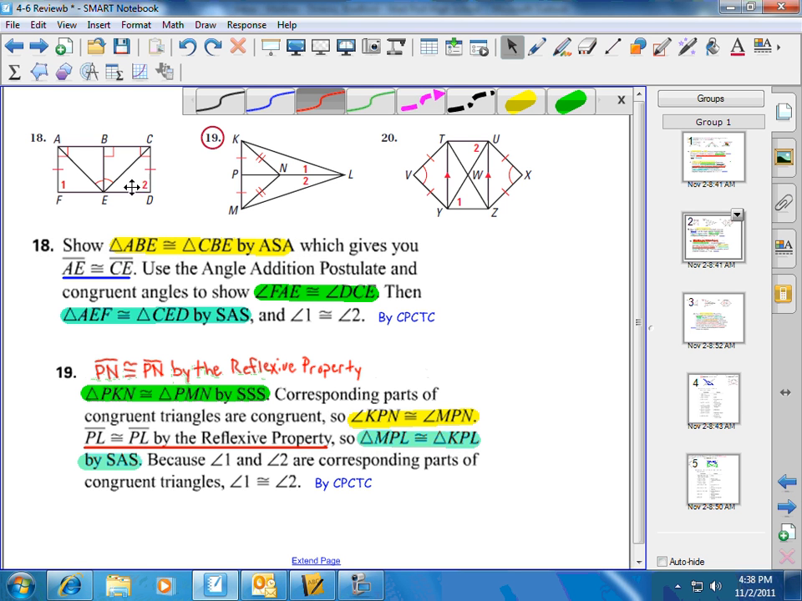If I look at triangle ABE and triangle CBE, I know by the angle side angle postulate that they are congruent. Okay. If angle EBC is a 90-degree angle, then this angle here is also a 90-degree angle. If I can get my pen to work. Okay, it's not working.